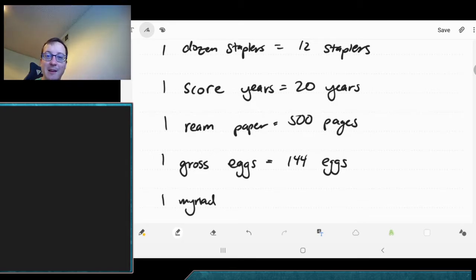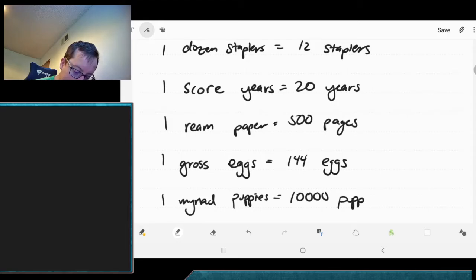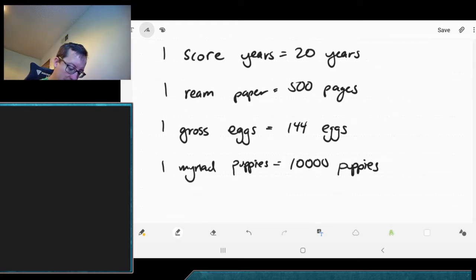What would we have 10,000 of? Well, puppies, of course, right? So it's 10,000 puppies. So lots of words in English that work exactly the same way as mole does. Mole just happens to have a very big number associated with it.